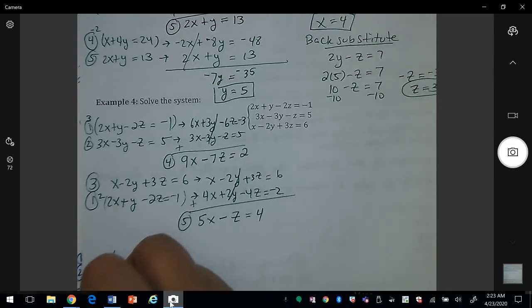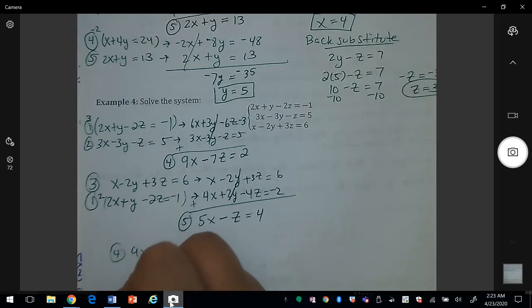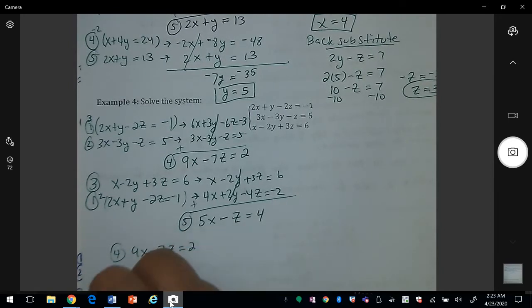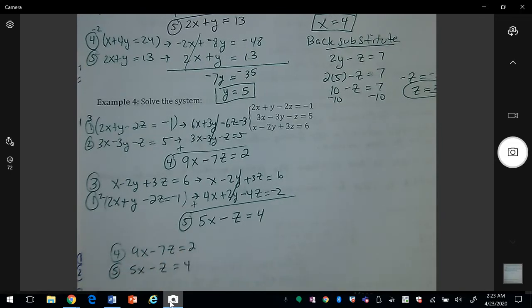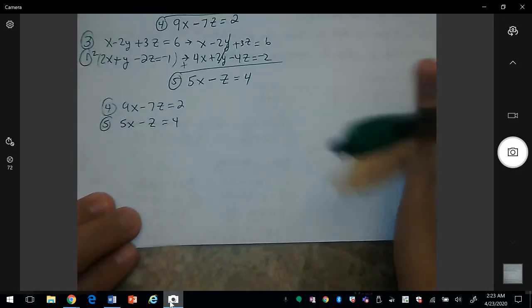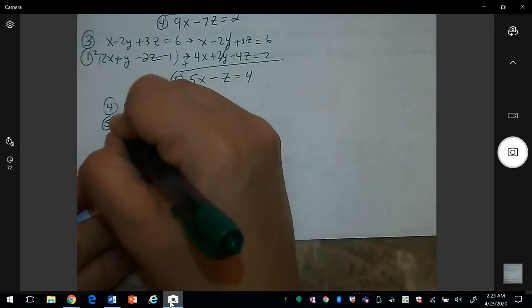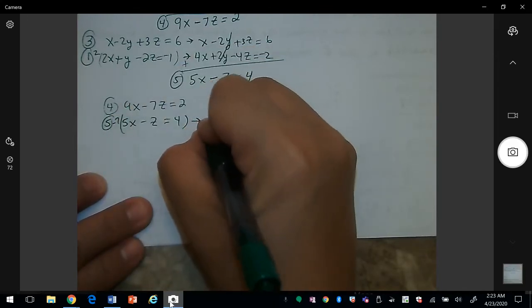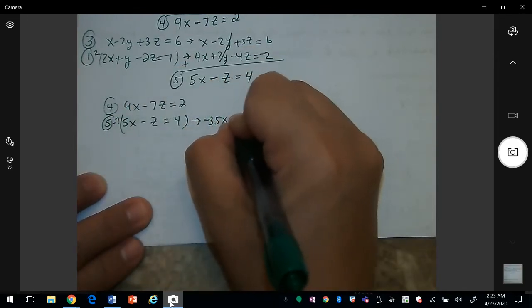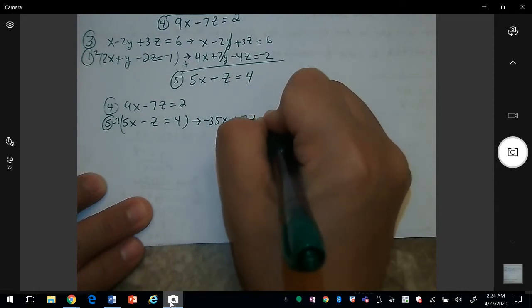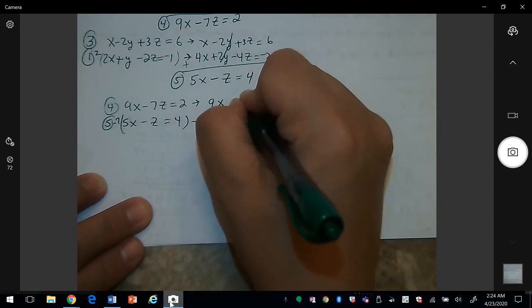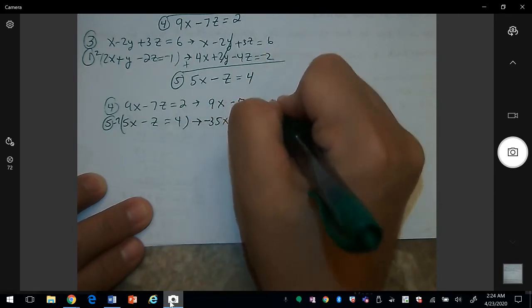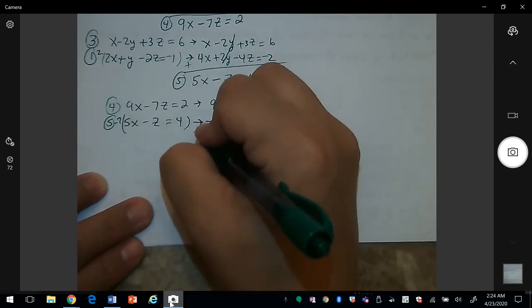Now I can use equation 4 and equation 5. And so I'm going to choose to cancel z. So I'm going to multiply this by a -7. So this would be -35x plus 7z equals -28. The top will remain the same, 9x minus 7z equals 2. So we can add these.